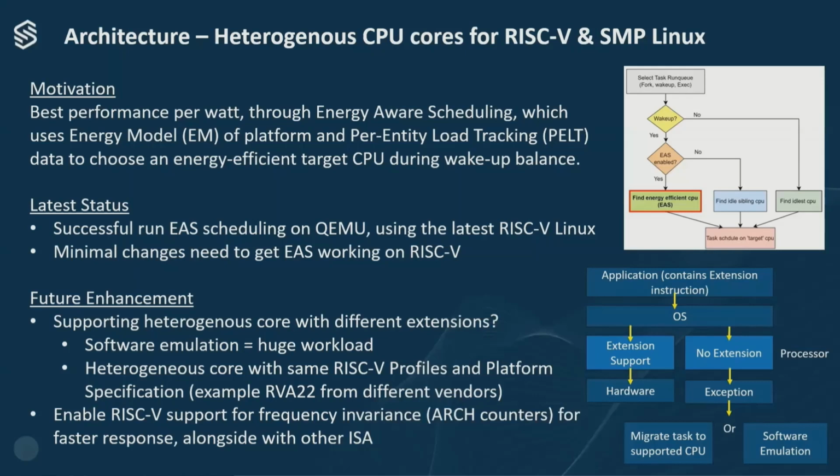That's why we believe that a better solution is to leverage the existing RISC-V profiles and platform specification. A good example is that within an SoC, we can use a high performance core and an energy efficient core from different vendors as long as they comply with RVA22. Besides that, we are trying to enable RISC-V support for frequency invariance for faster response.